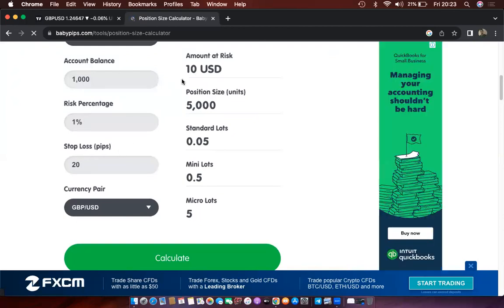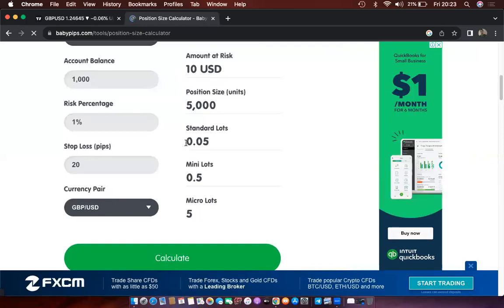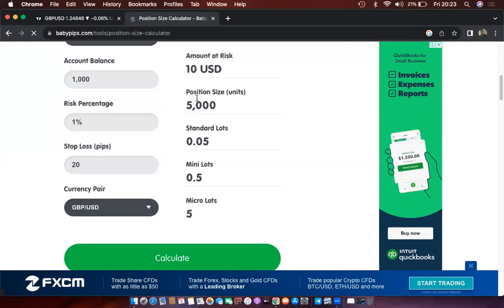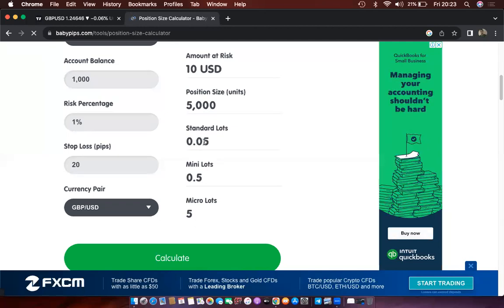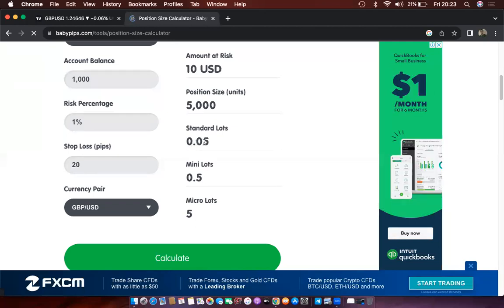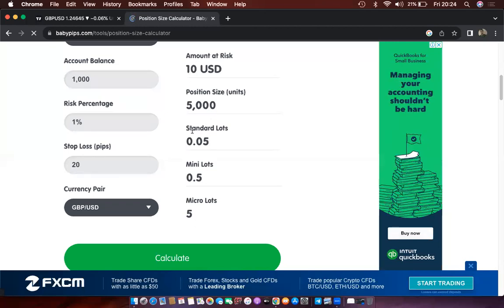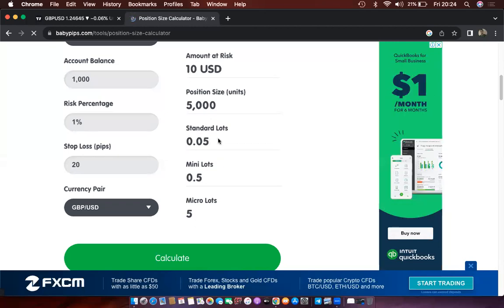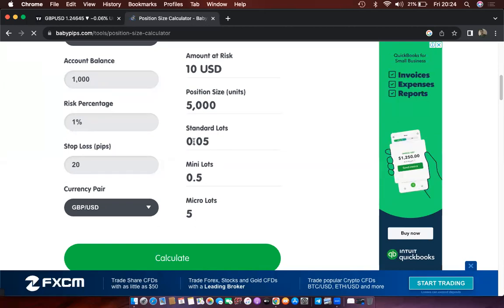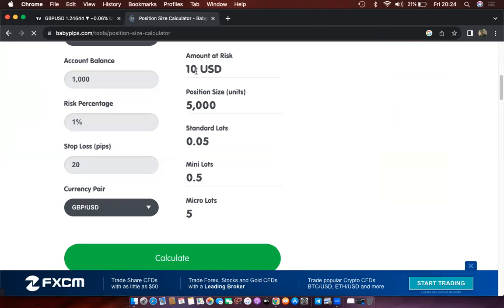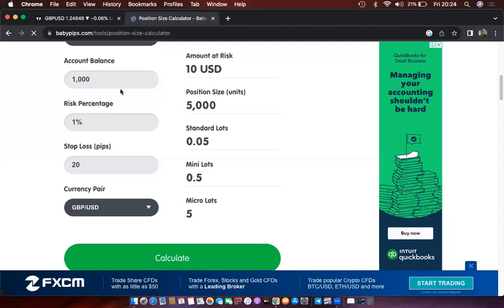So $10 is what you're going to risk. But for you to lose the $10, you have to use 0.05 lots. And you lose this when it hits your stop loss of 20 pips, meaning if it goes 20 pips into profit, you're going to gain only $10 on a $1,000 account.